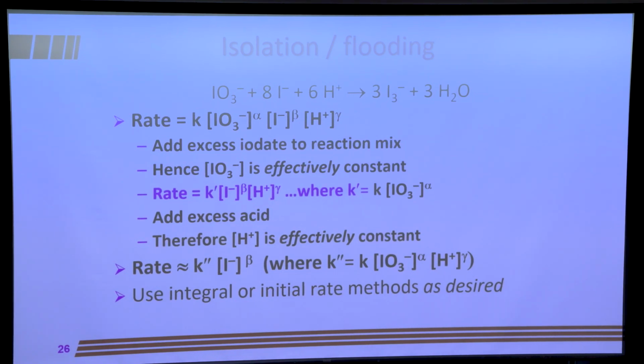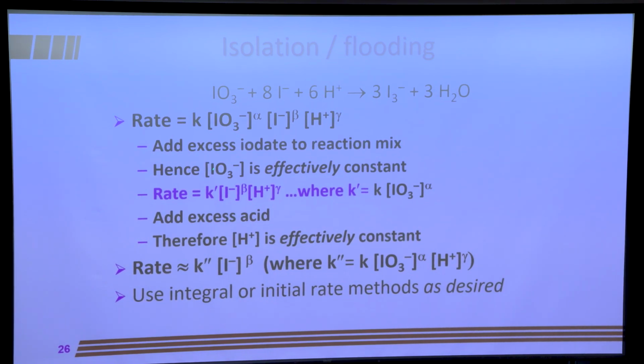So let's say we have a lake full of iodate and we have a thimble full of the other reactants. Will we notice any change in the concentration of the iodate? And the answer is no. There's so much there that we won't notice any change in it. And it's the same then with the concentration. So we add excess iodate to the mixture, then the concentration of the IO3 minus is effectively constant, right?